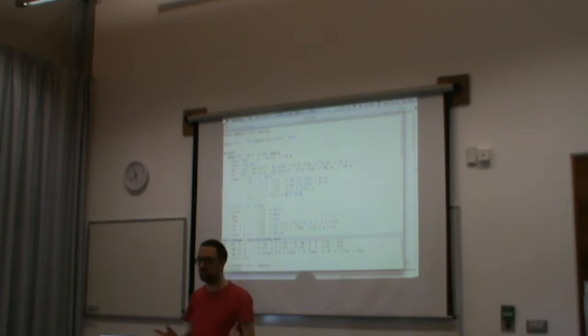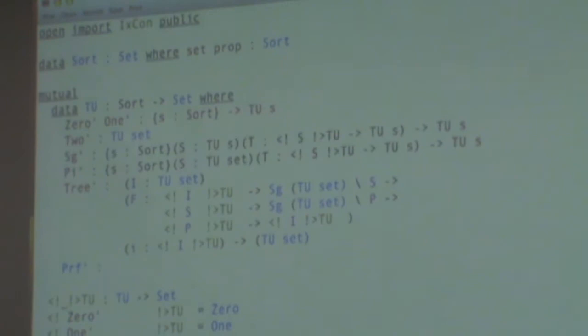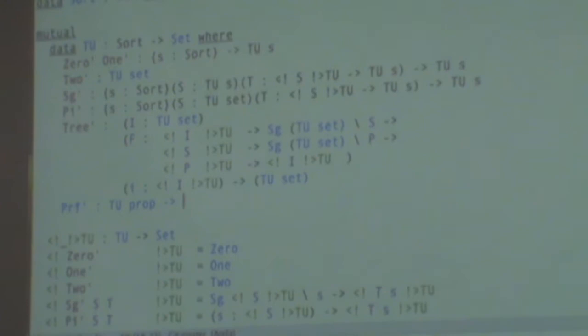One last thing to add, which is a constructor that says if you have a proposition, then you can form the set of its proofs. And hopefully, I don't have very much to do here.